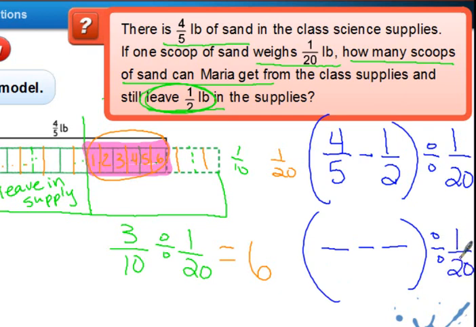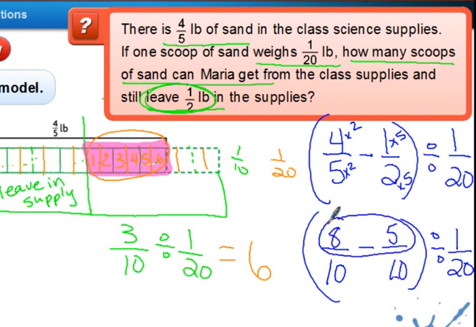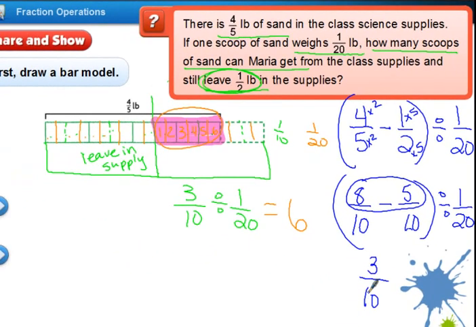Well, what's the least common multiple of 5 and 2? 10. In this case, 5 times what got you 10? 2. So 4 times 2 is 8. 2 times what got you 10? 2 times 5. So 5 times 1 is 5. Our denominators are the same. Now we can look at our numerators and go ahead and subtract. 8 minus 5 is 3, and it's out of 10. 3/10. Notice we started with 3/10 over here as well.